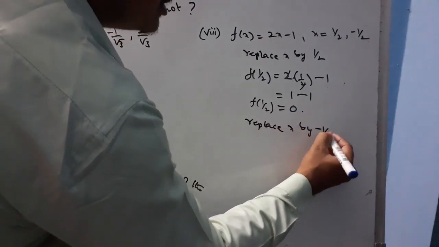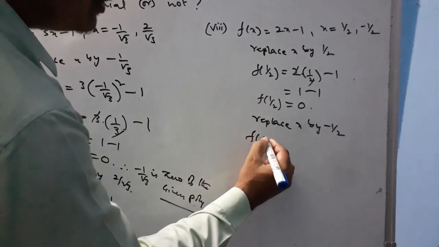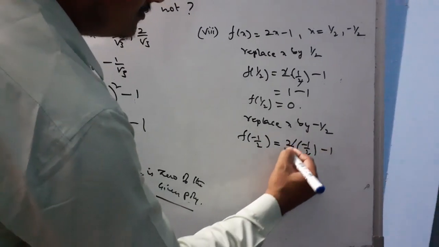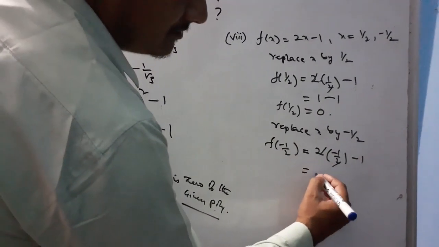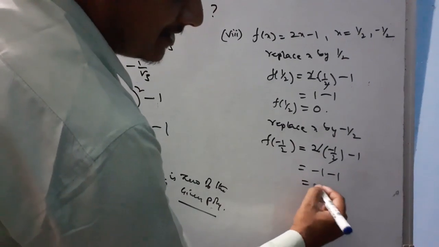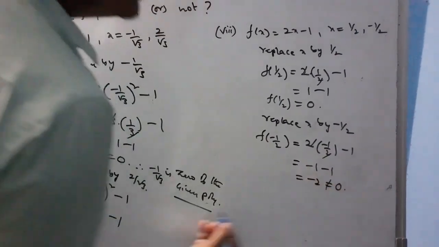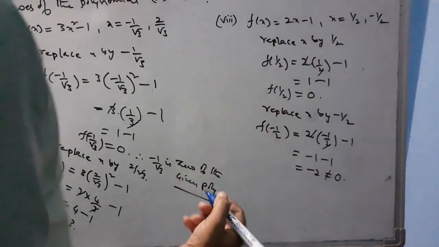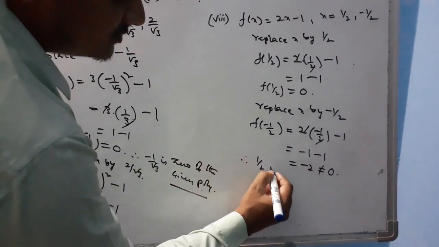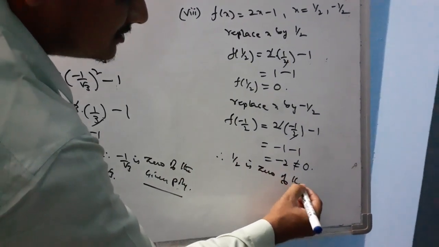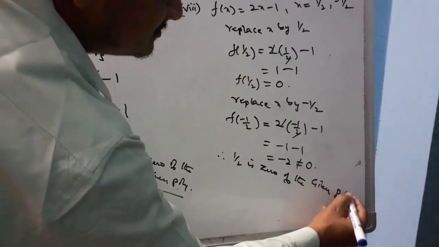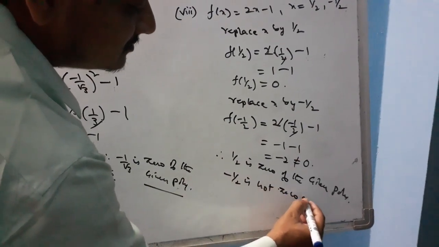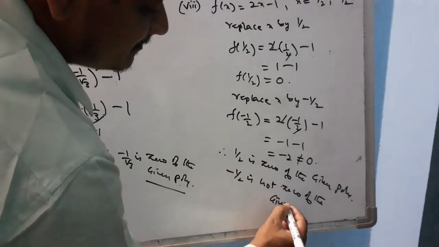and replace x by minus 1 by 2. So here f of minus 1 by 2 is equal to 2 into minus 1 by 2 minus 1. 2 will be cancelled, that is equal to minus 1 minus 1, that is minus 2. It is not equal to 0. So here minus 1 by 2 is not a 0 of the polynomial. 1 by 2 is a 0 of the polynomial. So therefore 1 by 2 is a 0 of the given polynomial, and minus 1 by 2 is not a 0 of the given polynomial.